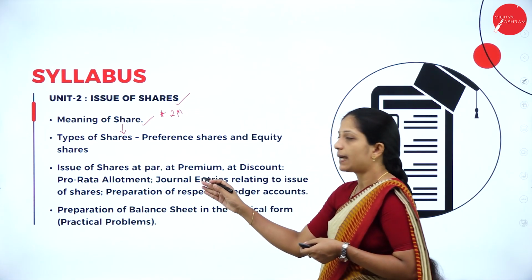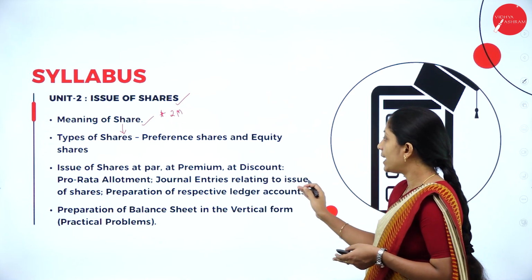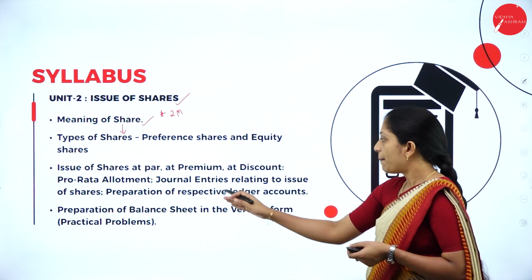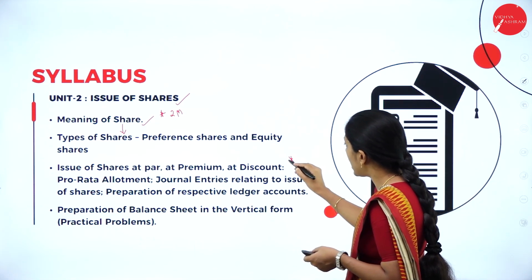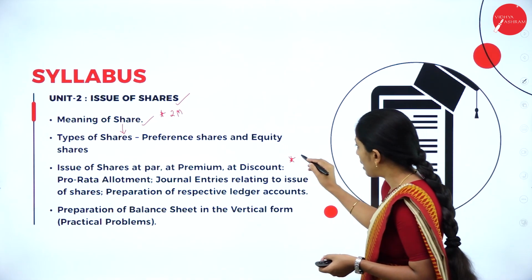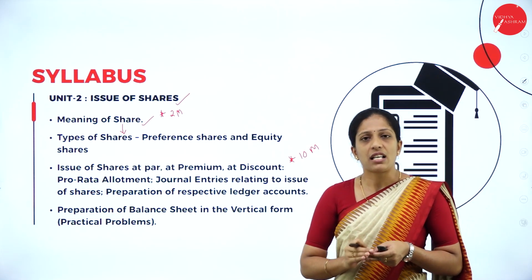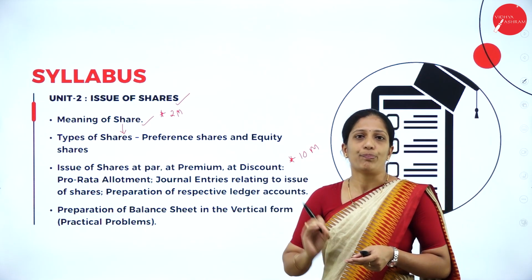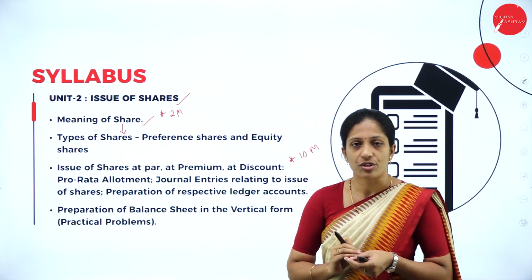Next, issue of share at par, at premium, at discount, pro rata allotment, journal entries relating to issue of shares, preparation of respective ledger accounts. Now your journal entries, they'll ask you for 10 marks. If you see your previous 2 question papers, they have asked for 10 marks. So a very important question for 10 marks, that is journal entries on issue of shares.